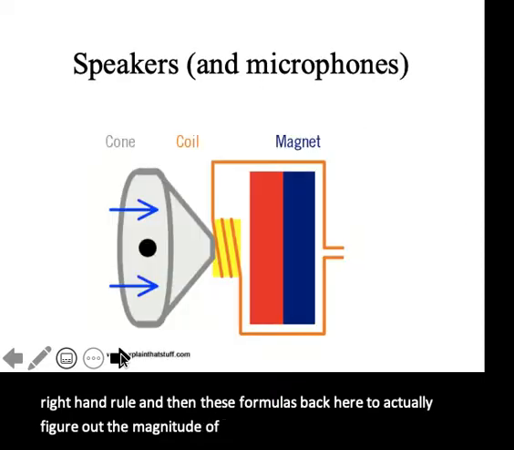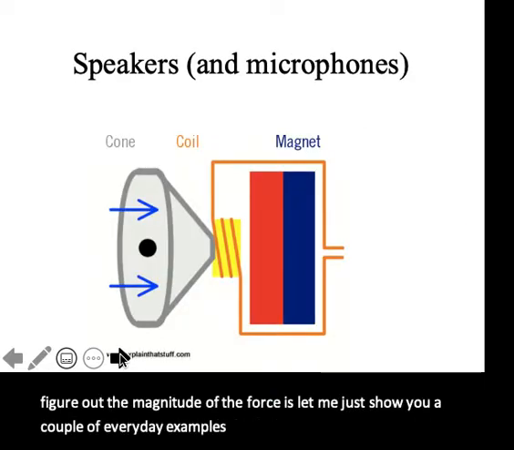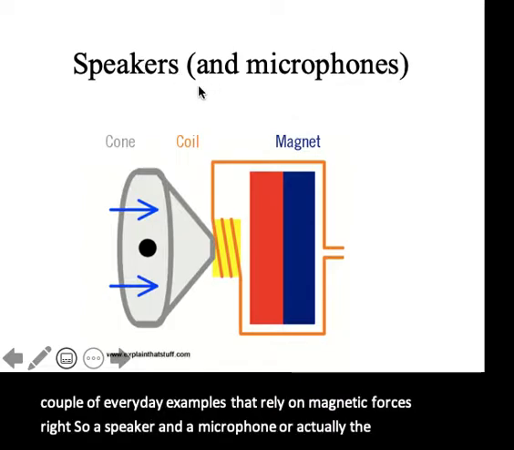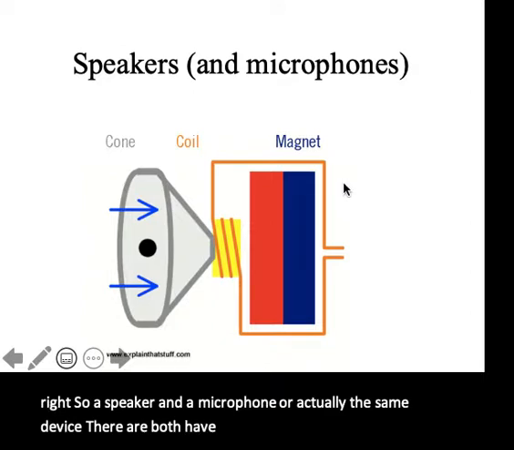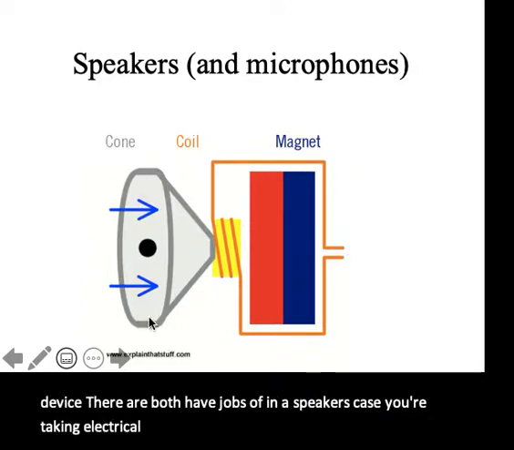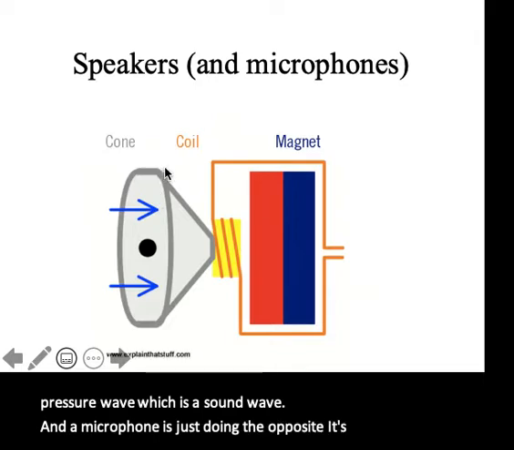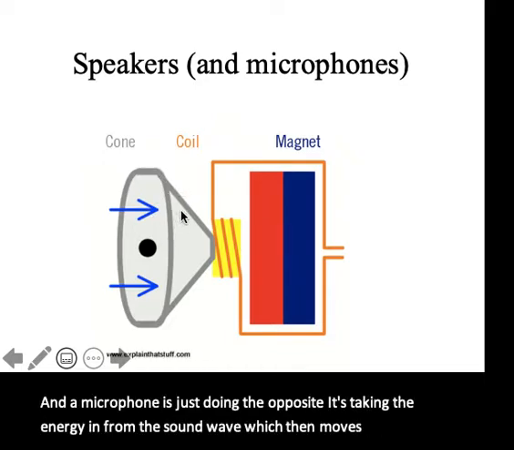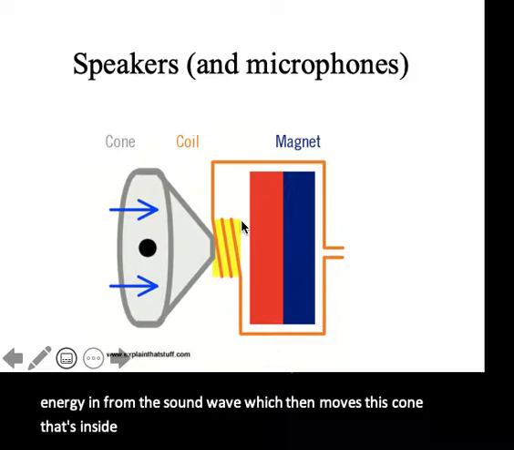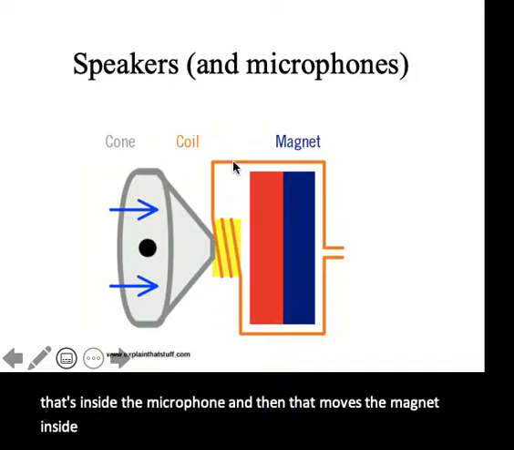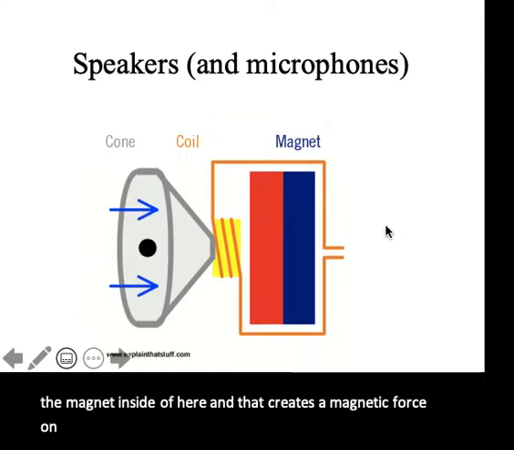Let me just show you a couple of everyday examples that rely on magnetic forces, right? So a speaker and a microphone are actually the same device. In a speaker's case, you're taking electrical current and you're moving air to create an air pressure wave, which is a sound wave. And a microphone is just doing the opposite. It's taking the energy in from the sound wave, which then moves this cone that's inside the microphone, and that moves the magnet inside of here, and that creates a magnetic force on the charges in the wire and creates a current.